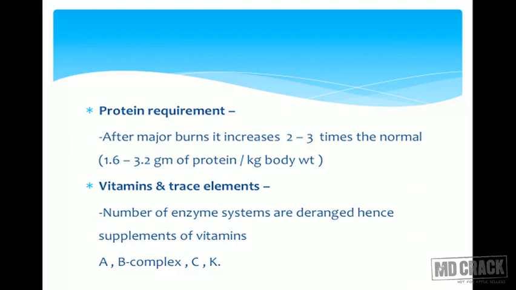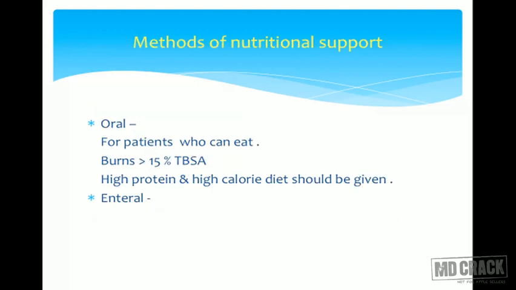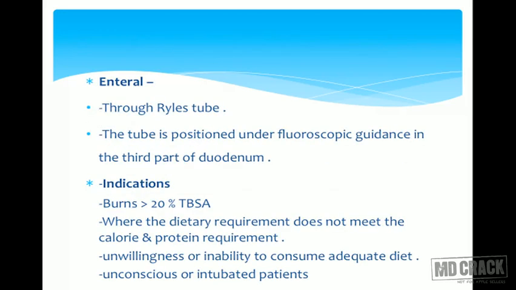Vitamins and trace minerals should be supplemented. Orally, for patients who can eat, they can be provided orally. Burns more than 15% of total surface area will require nutritional support. High protein and high calorie diet should be given. Enteral nutrition is better. So enteral nutrition can be given through Ryle's tube. The tube is positioned by fluoroscopic guidance. Enteral nutrition is indicated in burns more than 20% area where they do not meet calorie and protein requirement when patients cannot consume because they are not willing or they are unconscious.